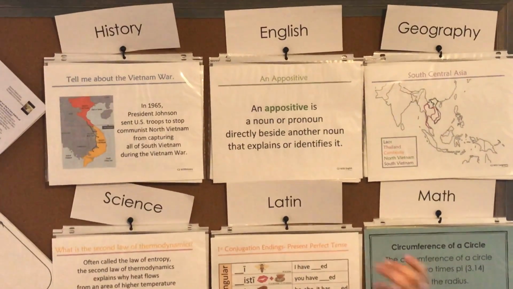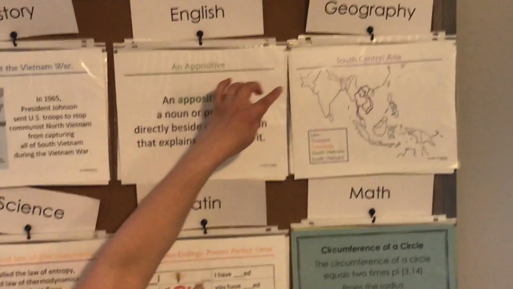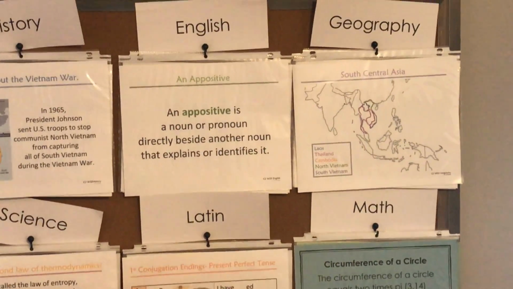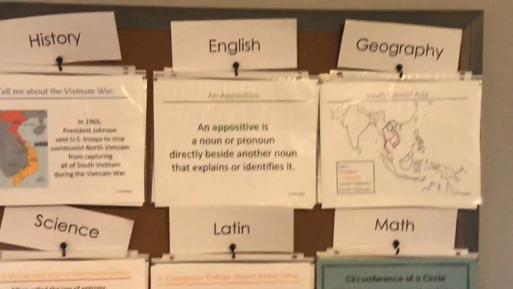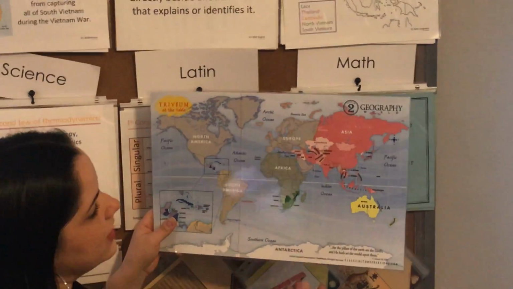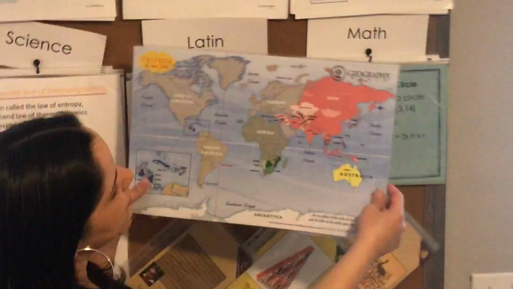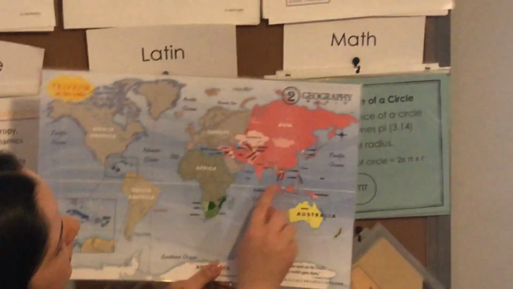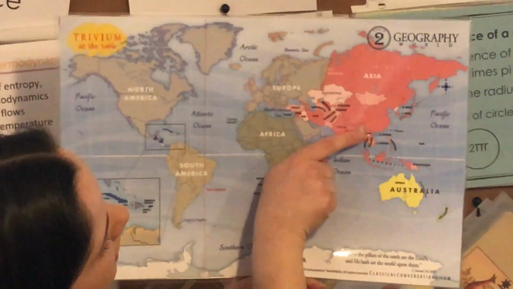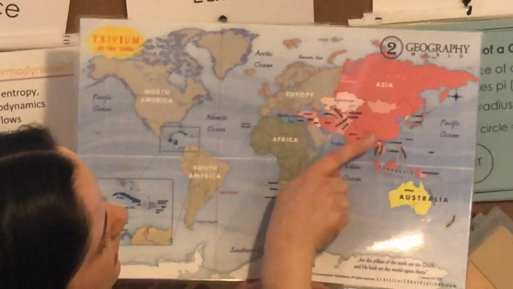Very good. Now we'll come over here to our geography. And today for geography, if you want to zoom in on the map over here, we're going to be talking about South Central Asia. Okay, can you see it good? All right, so South and Central Asia, the areas that we're going to be looking at are, first one is called Laos. That's L-A-O-S, Laos.